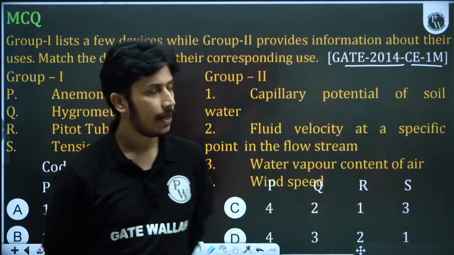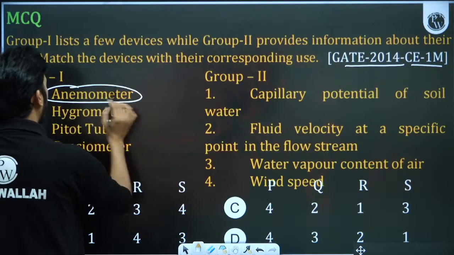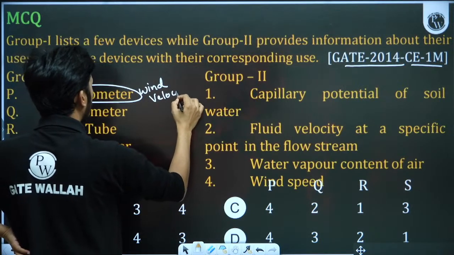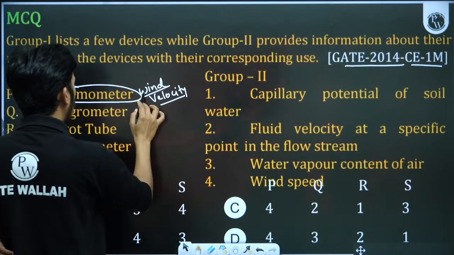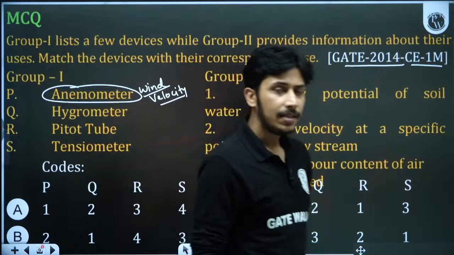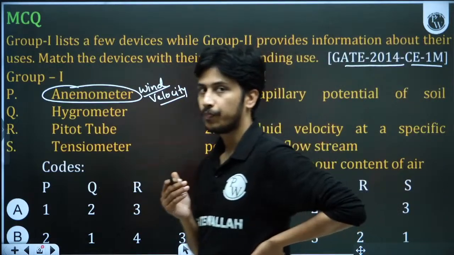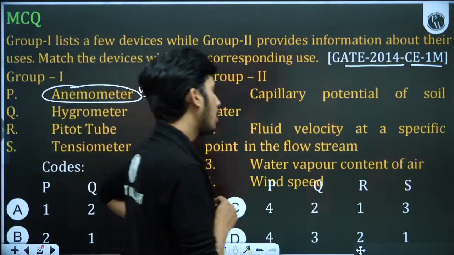Okay guys, let's see. Anemometer I have told you is for velocity. Now how to use the hygrometer and why hygrometer is used. In the last class, in the theory class, I told you the vapor pressure of liquid at different temperatures.